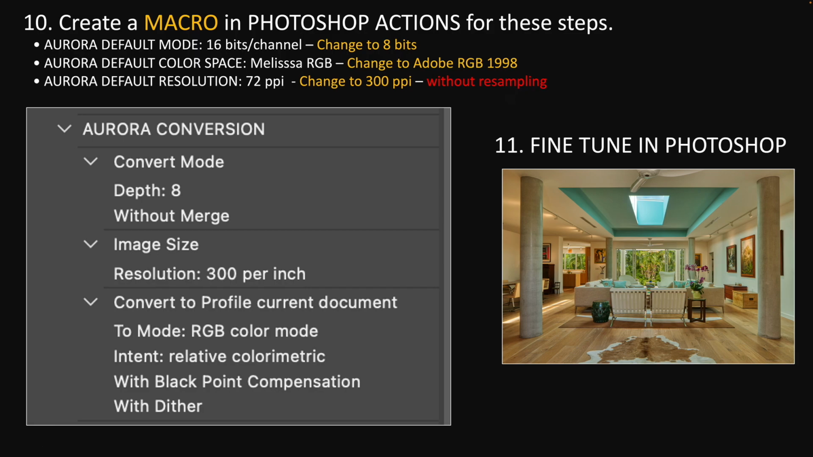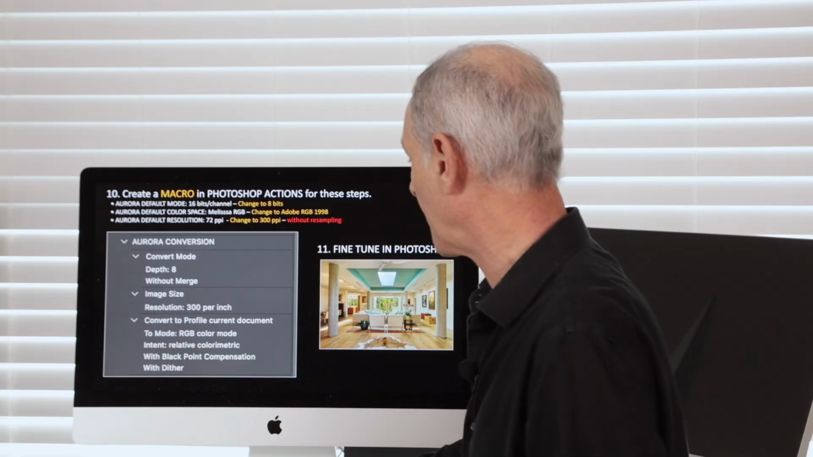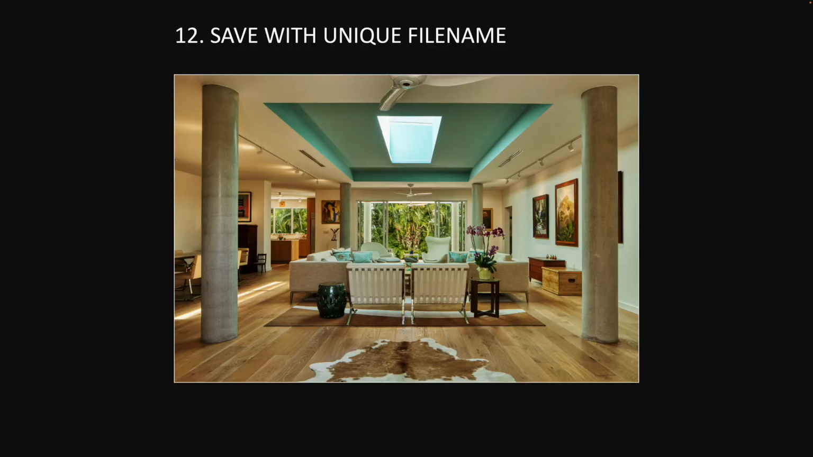Just change it to 300 and the size of your image will change accordingly. So you might want to freeze here. This is my macro that I use, and then fine tune it in Photoshop. There are little things once you get to Photoshop, burning and dodging little areas, but it will be a lot easier having blended these photos together with Aurora. And then save it with a unique file name.